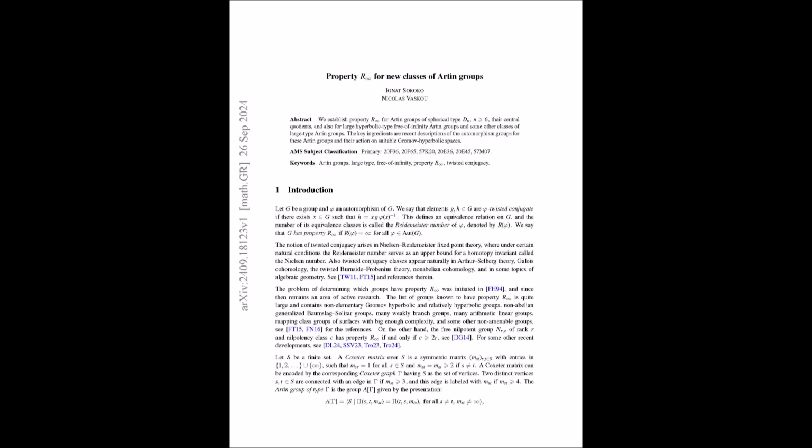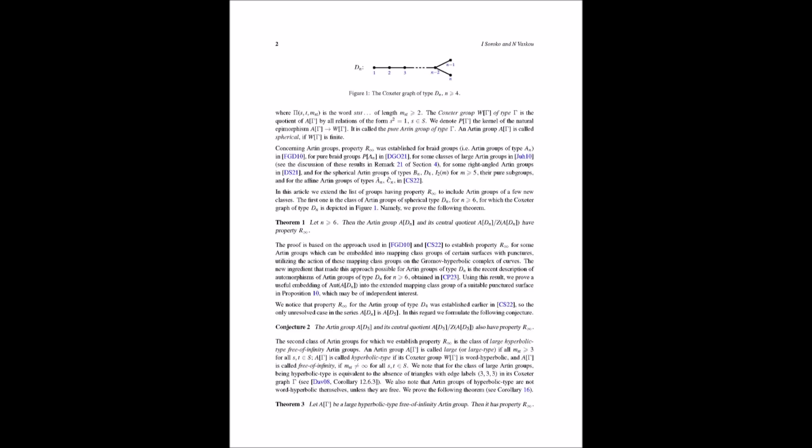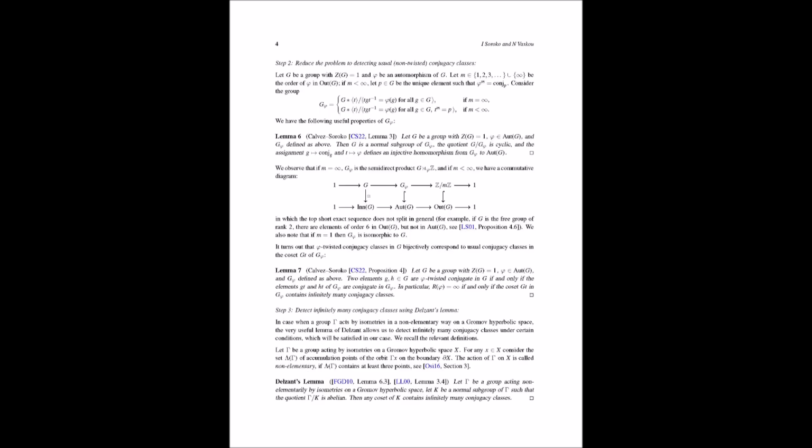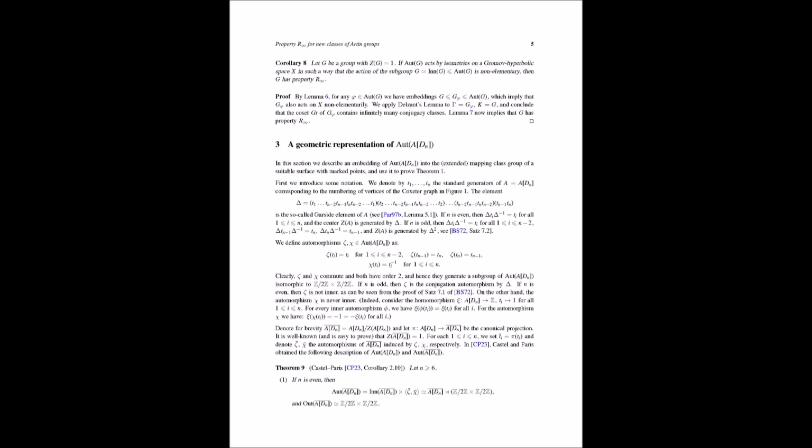Think of property R-star as a kind of mathematical fingerprint, one that helps us understand the behavior of a group. Groups with this property often exhibit a kind of chaotic and unpredictable behavior. Imagine trying to predict the weather. It's a system with so many variables that even small changes can lead to drastically different outcomes. So we're talking about mathematical chaos theory here. Sign me up. Exactly. Understanding this, you could call it mathematical weather.